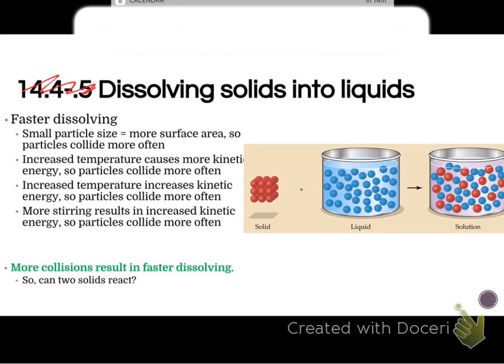Okay, so next, this is not 14 anymore, this is the old book, it's 17. Next is the process of dissolving, which is an important one to understand. So we're starting with a solid, and these solid particles are held together usually with pretty strong intermolecular forces, because otherwise it wouldn't be in the solid phase to begin with.